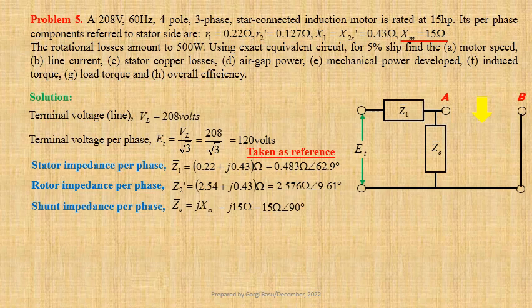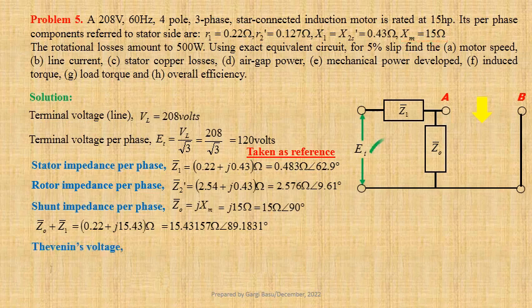Now we shall compute Z0 plus Z1. Using values we get 0.22 plus j times 15.43 ohm. This may be expressed in polar form as 15.43157 ohm at an angle 89.1831 degree. Now we shall calculate Thevenin's voltage.